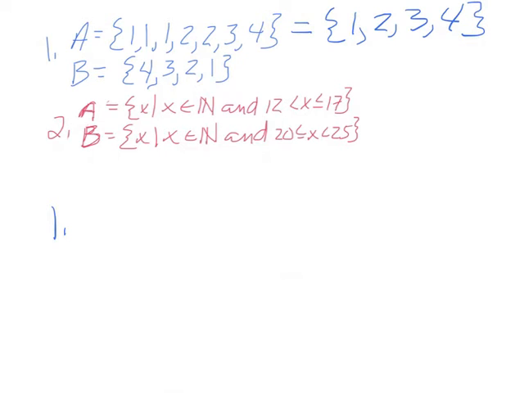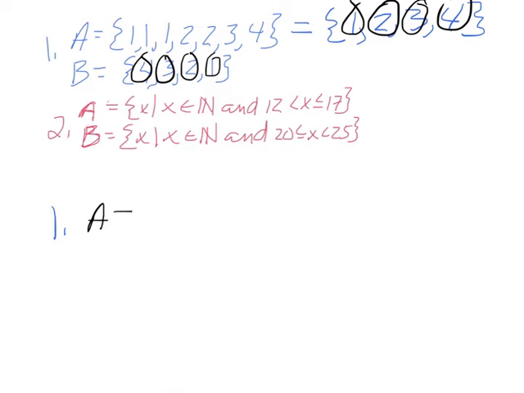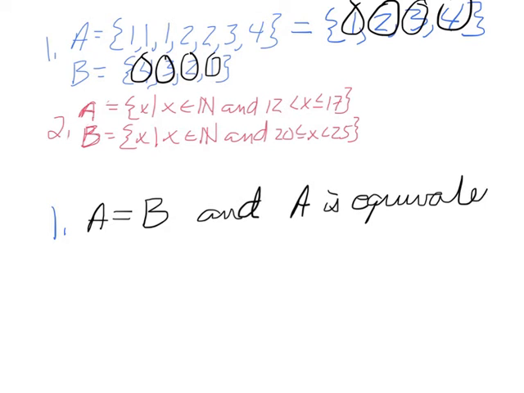And therefore, if I look at this closely, they both have a 1, they both have a 2, they both have a 3, and they both have a 4. So that means that these sets are equal. So I can say A equals B, and A is equivalent to B. Saying it's equal is also saying it's equivalent, but it's okay to say both like this in this case.